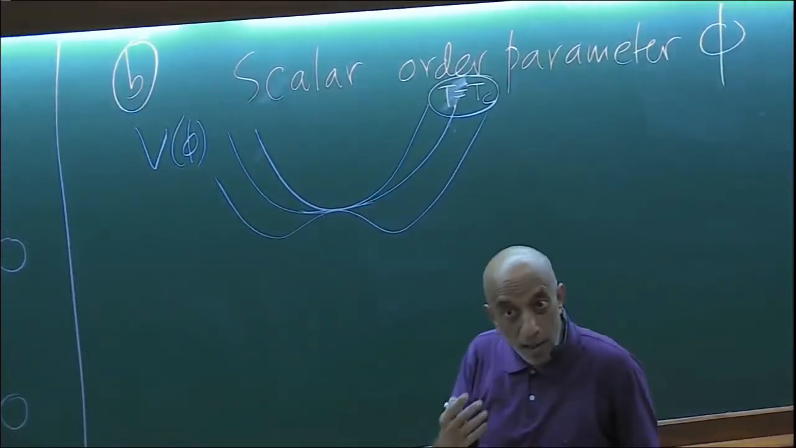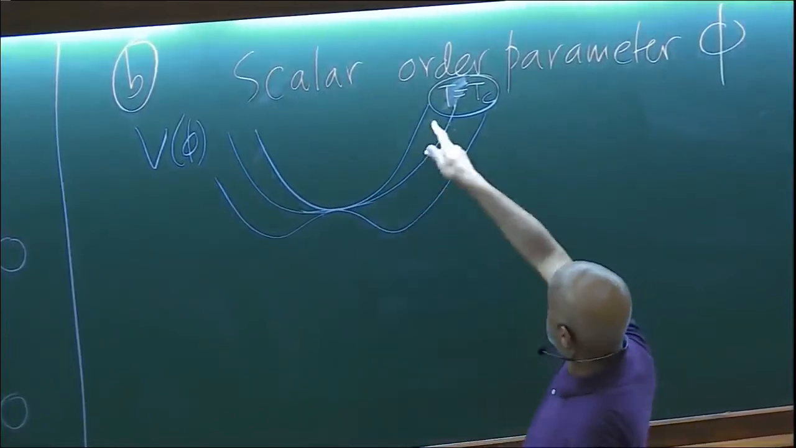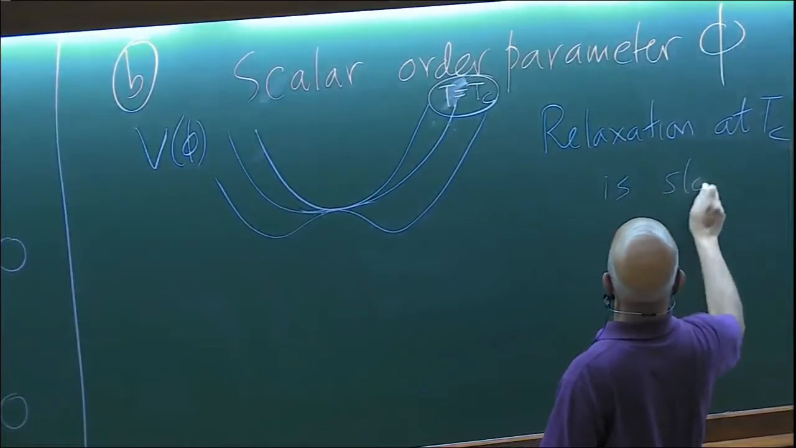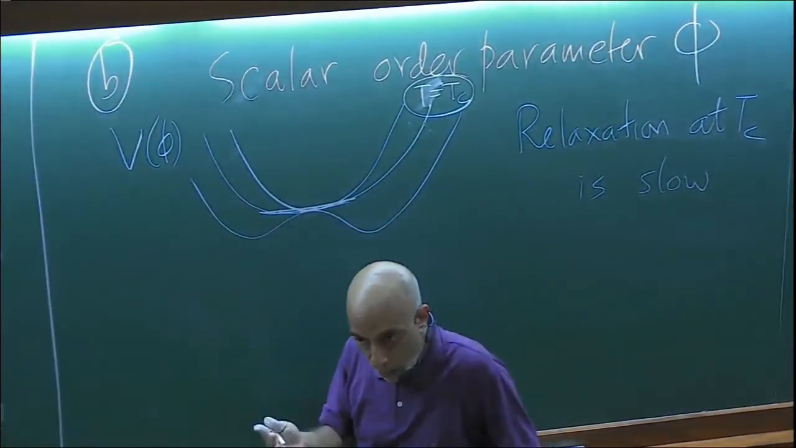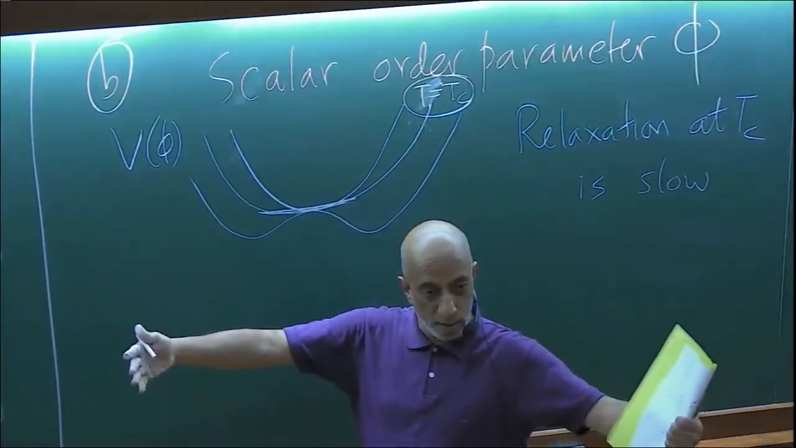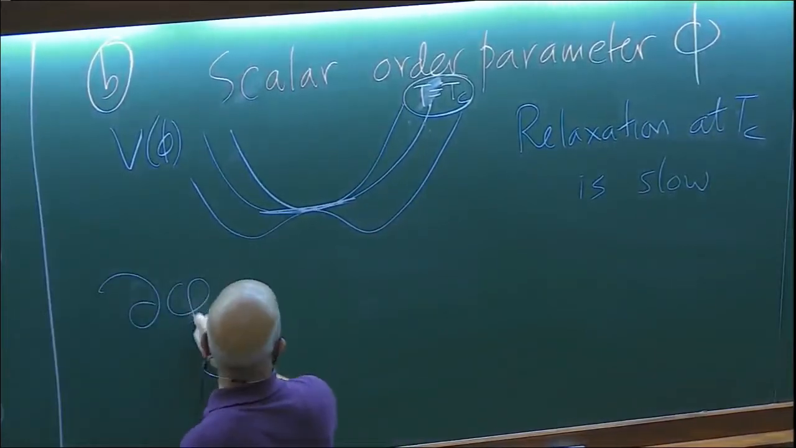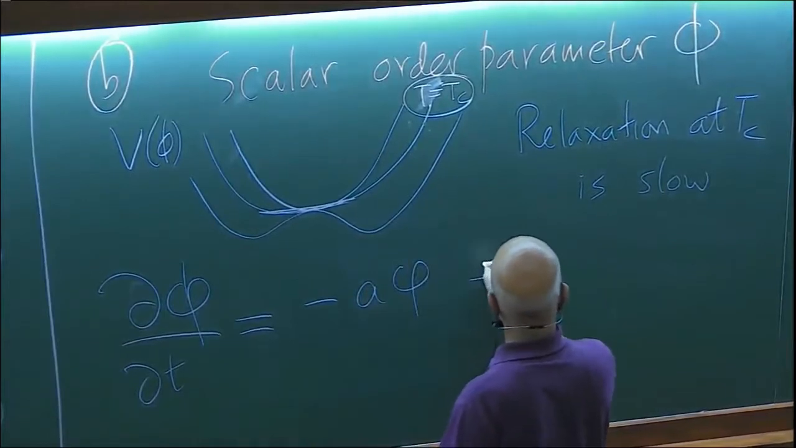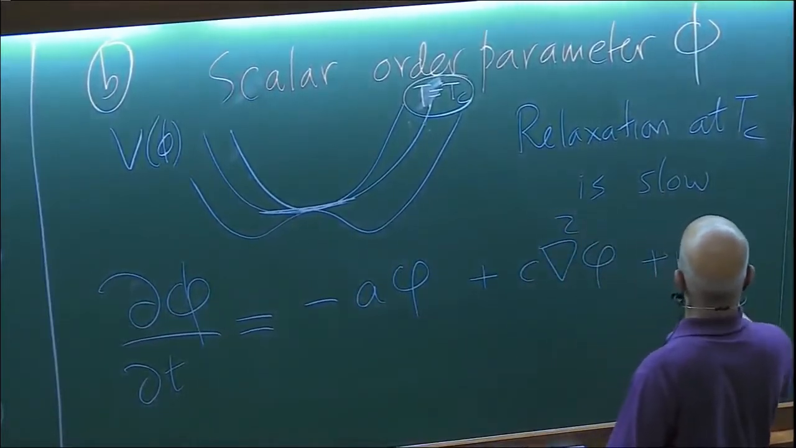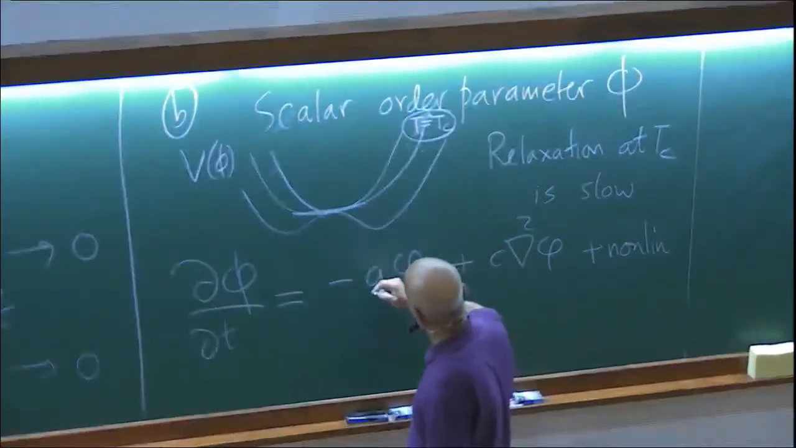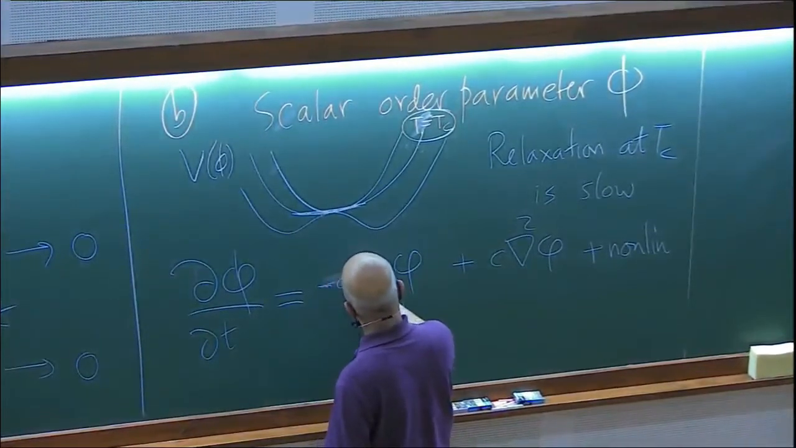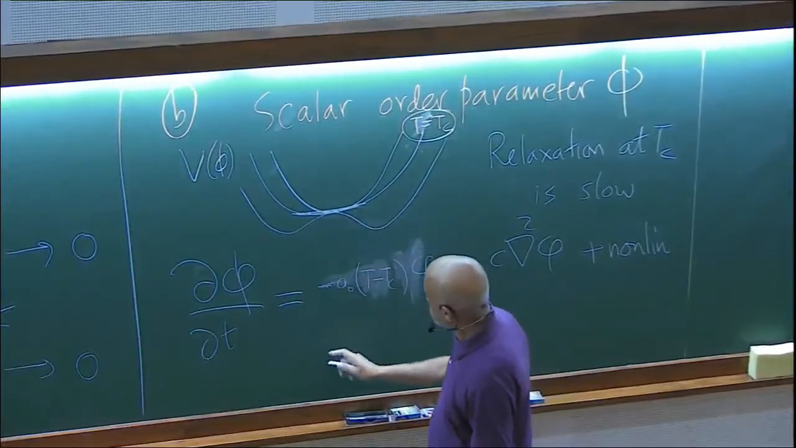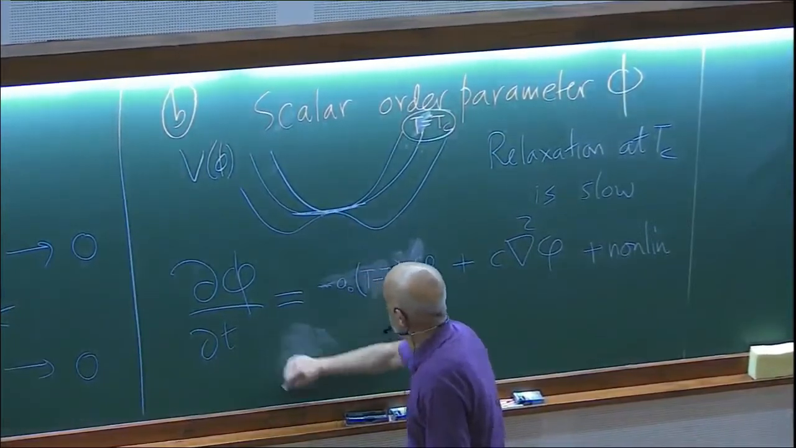And you saw in Uwe's lectures that relaxation at the critical point is slow because the restoring force to a perturbation at linear order vanishes in the limit of a spatially uniform perturbation. So you saw, and Uwe would have written down equations like this, plus nonlinear terms, which I won't worry about. OK? So as A goes to 0, then the relaxation time diverges.